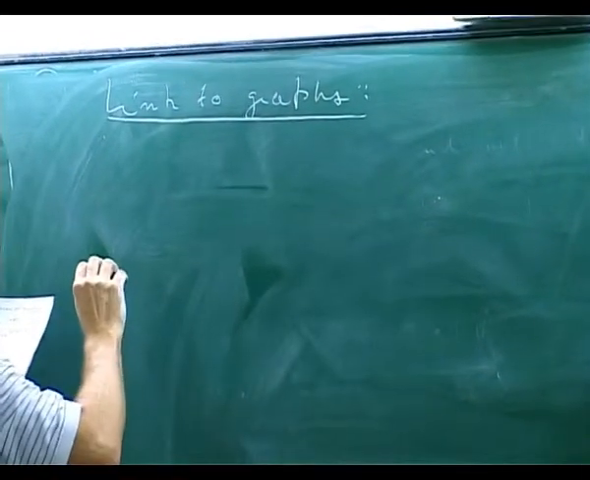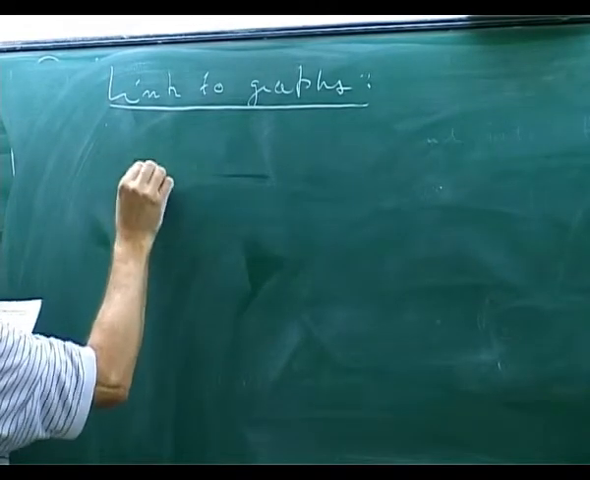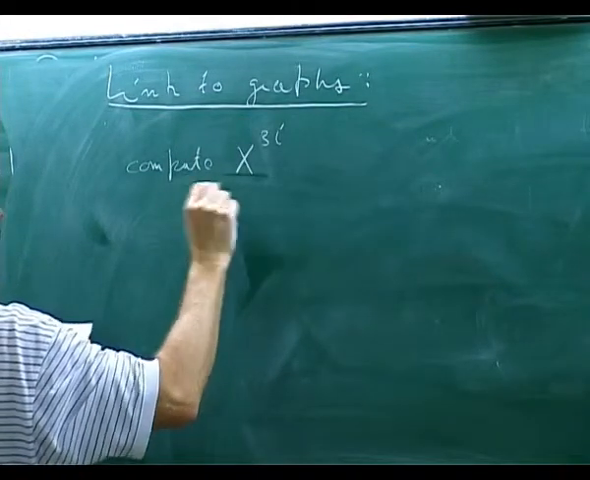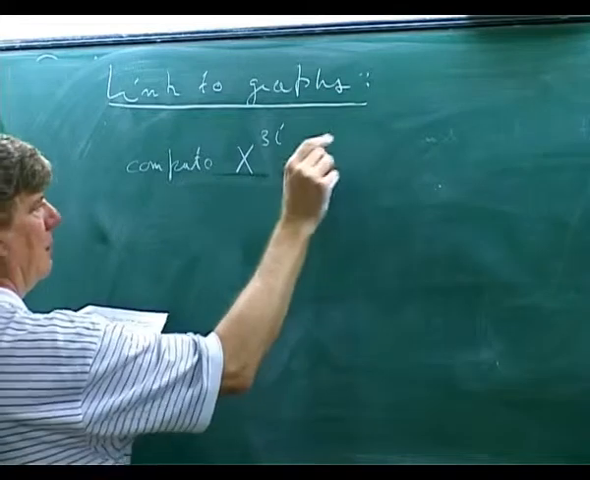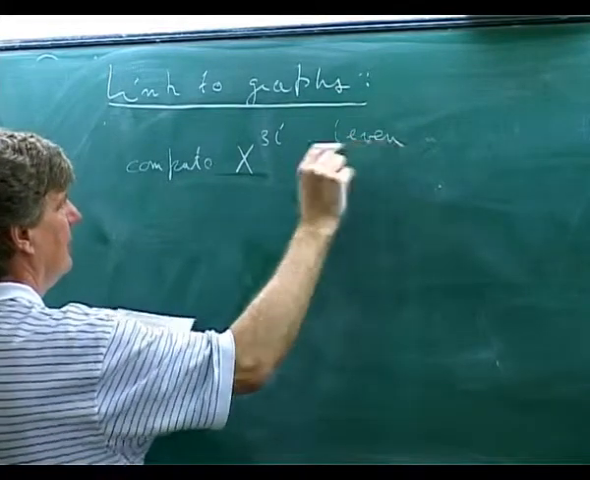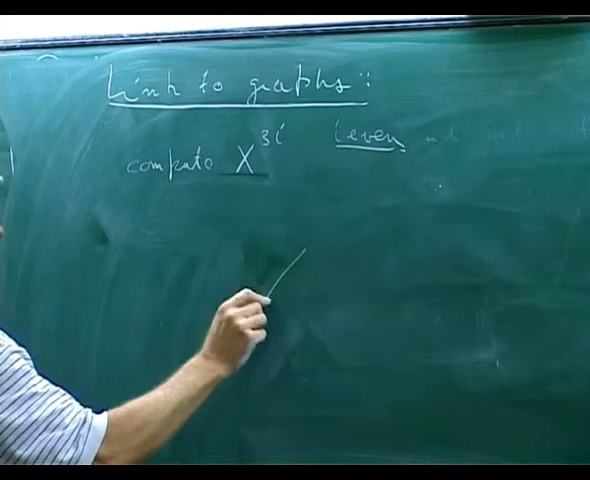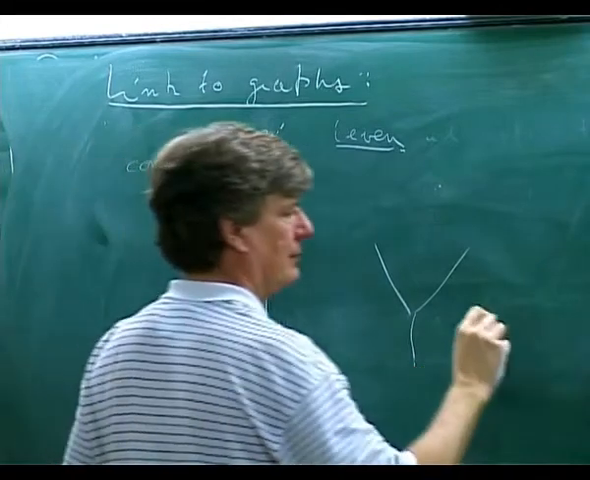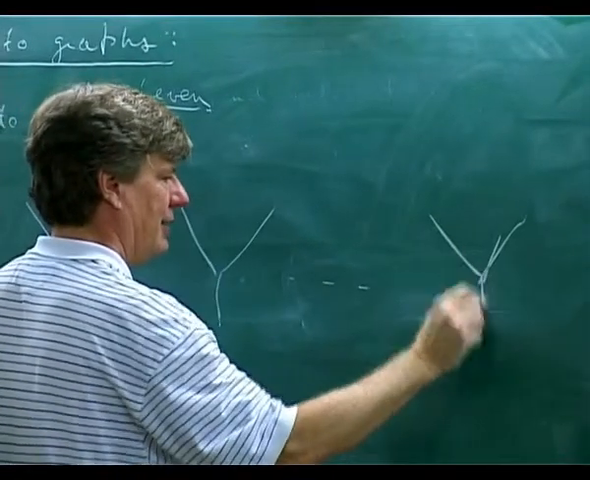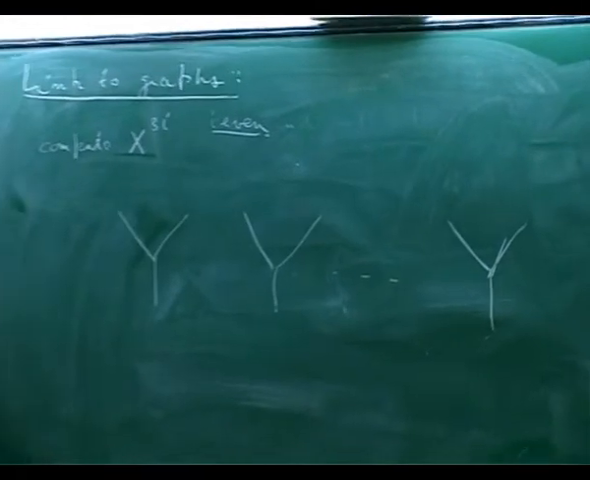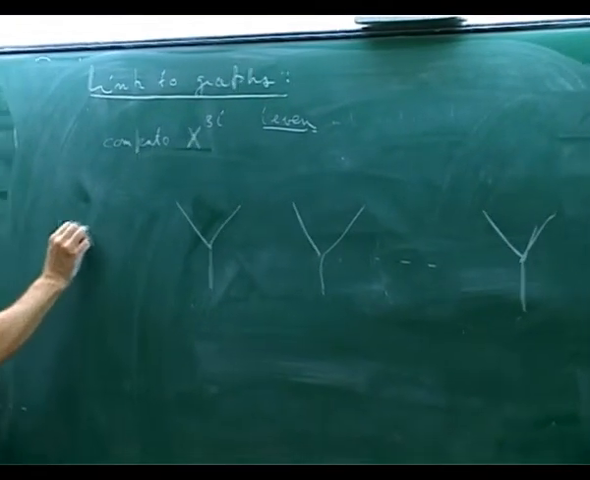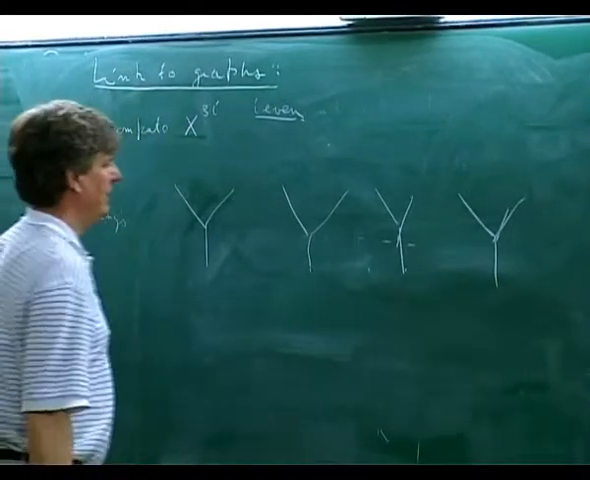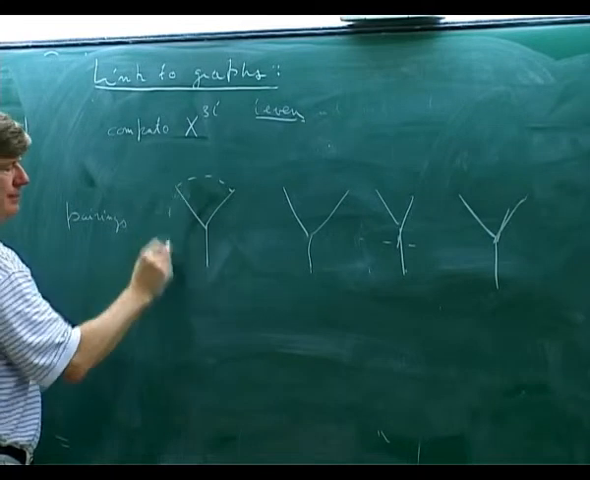But if I'm going to compute the expectation of X to the 3i, and I'm going to take i even, what I do is I take my pairings. How do I get my pairings? I take a whole bunch of trivalent diagrams like this, and then I'll do 4 of them, okay? And I join them anyway.